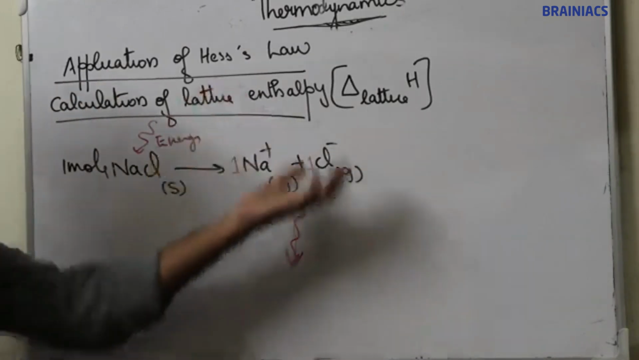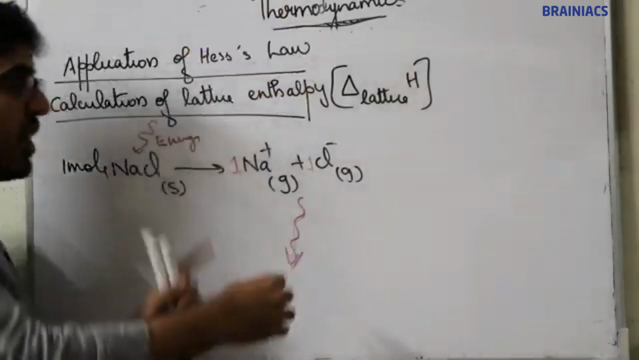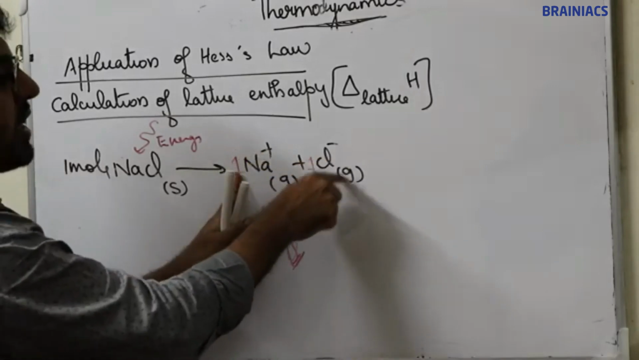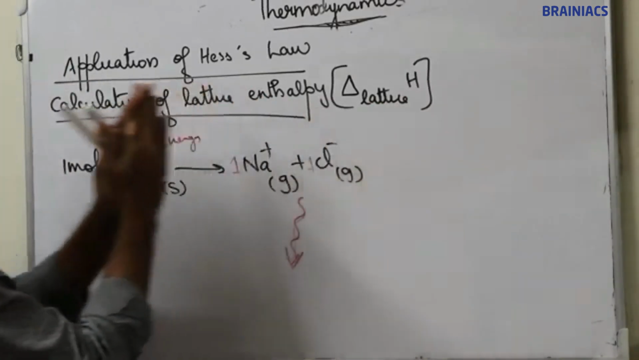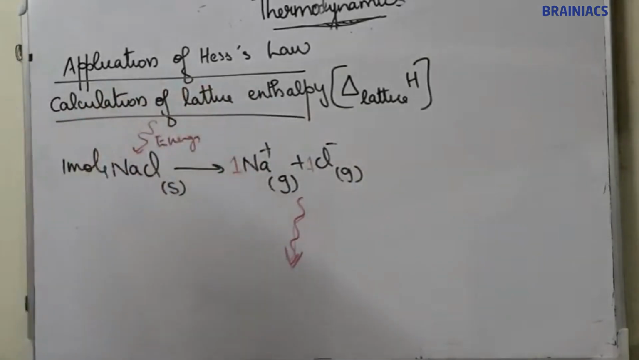Now, if you define from here, it is the energy released when 1 mole of gaseous cation and 1 mole of gaseous anion react to produce 1 mole of solid ionic compound. This is lattice enthalpy.